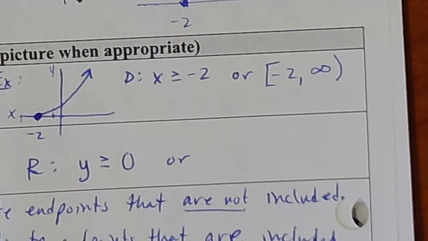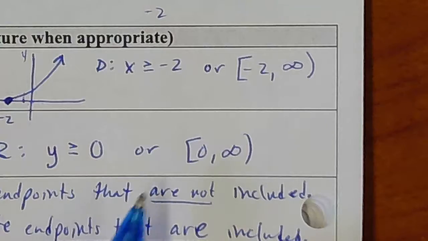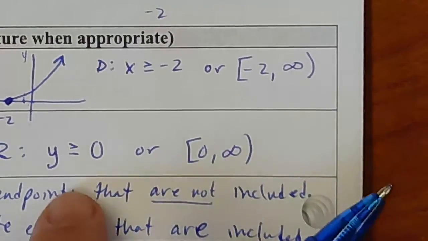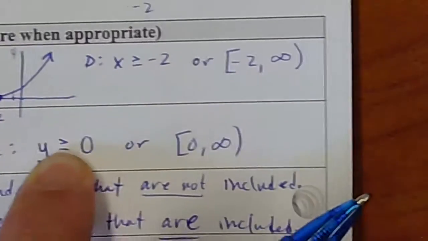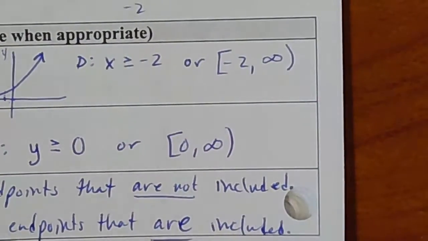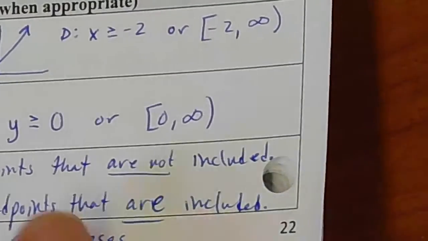Try it for the range real quick. Go ahead. All right, bracket 0 to infinity. Okay, remember, if I don't have a line underneath it, so just y is greater than 0, meaning that would have been an open circle. Now I'd have parentheses 0 to infinity. Okay? All right, next page.